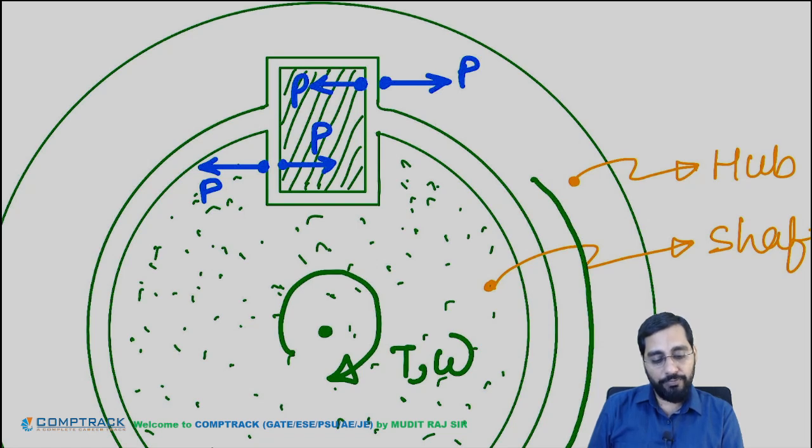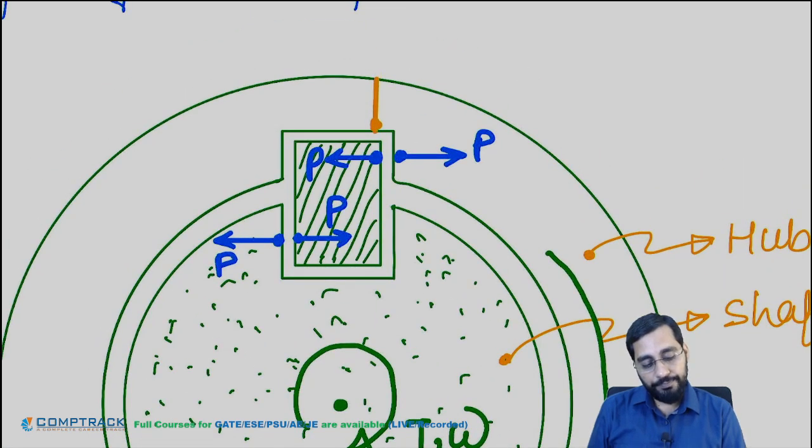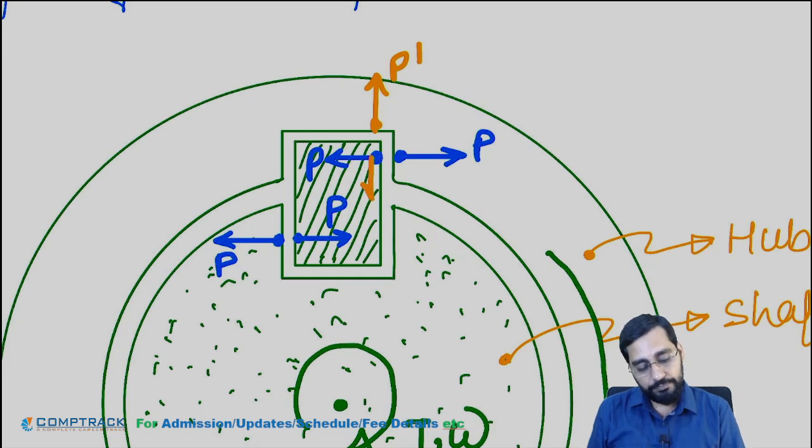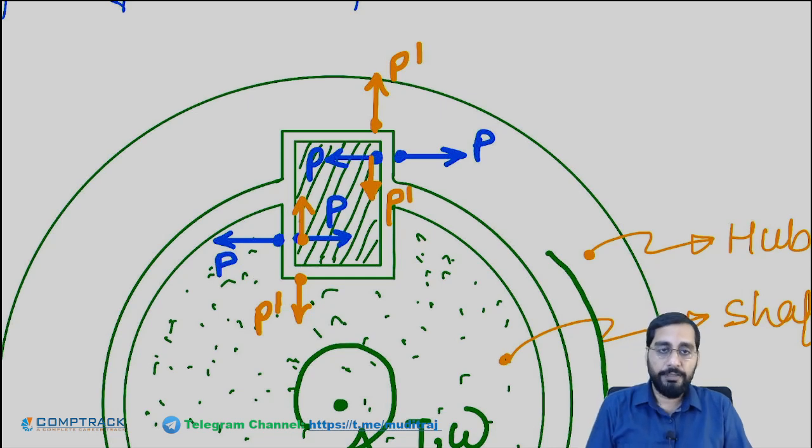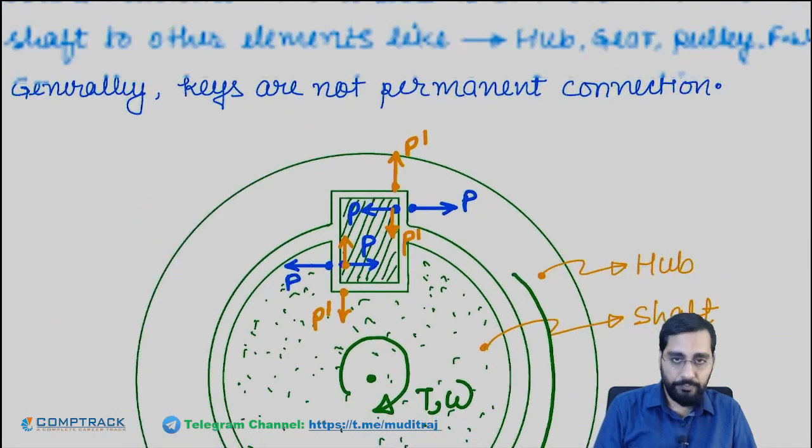So let's say here another force will act. Another force will act. P dash. So P dash on the hub and P dash on the key will be like this. And key is rotating like this. So here contact will come this side. So P dash on the key and P dash on the hub will come like this. Shaft. Okay. Picture is clear.